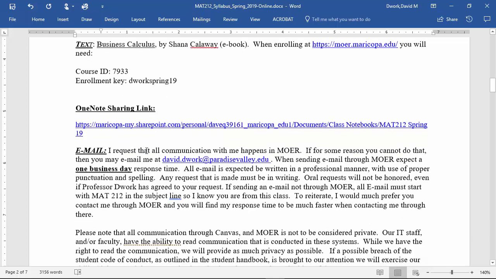The email, I already mentioned, but please email me through Moer. If you contact me through my regular email, it could take up to a week. Through Moer, expect one business day, meaning Monday through Friday, within 24 hours. That being said, realistically, I try to do 24 hours, weekend, whatever. I try to get back to you quickly because I know online, this is our only way of talking.